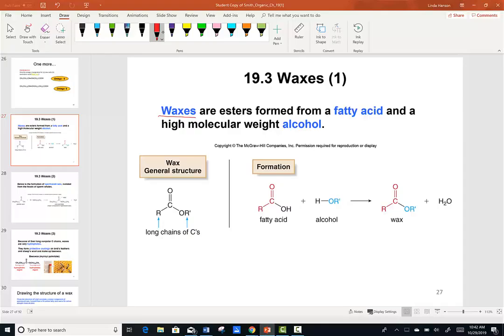So that fatty acid, that long carbon chain that ends in the COOH, the COO functional group, and an alcohol, we know with a very high molecular weight, has a long carbon chain and the functional group of a hydroxyl, OH. We're going to write down its general structural formula.